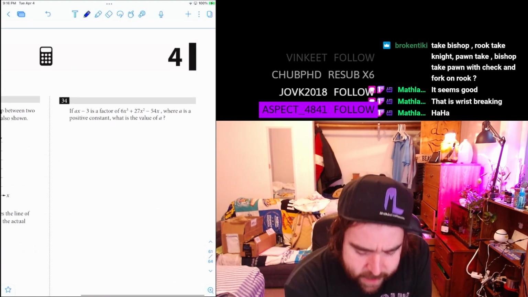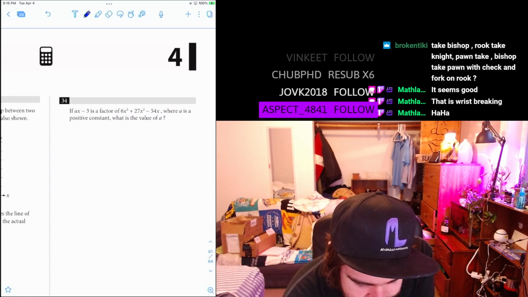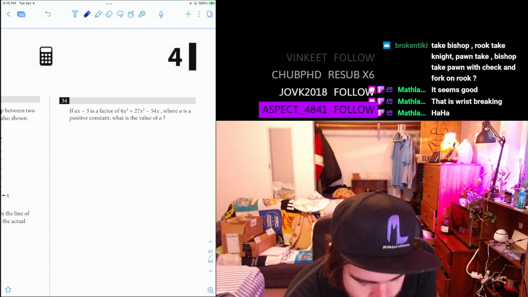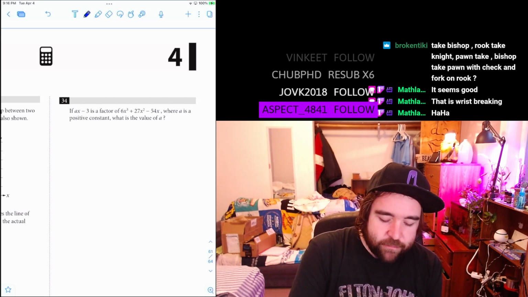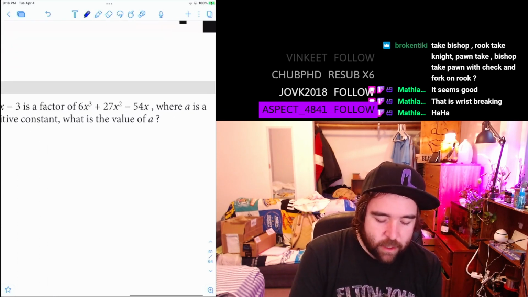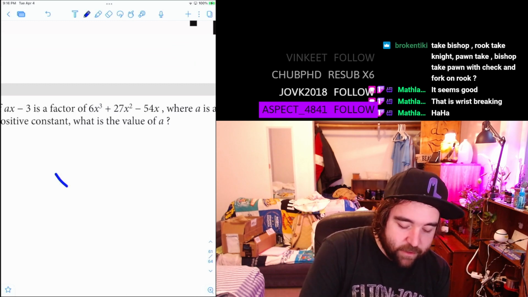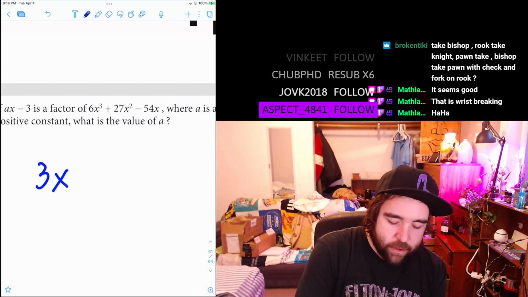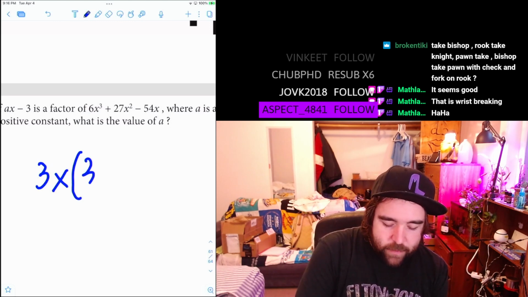If a minus x is a factor, where a is a positive constant, what is the value of a? Okay, so we need to factor this. So start off, what can we pull out of everything? Definitely an x, right? Definitely a 3. I think that might be it. So what do we get after that then?